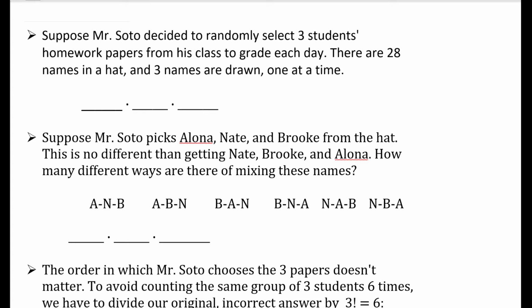So suppose that Mr. Soto decided to randomly select 3 students' homework papers from his class to grade each day. There are 28 names in a hat, and 3 names are drawn one at a time. In this case, you would probably be tempted to say, okay, there are 28 names, and then 3 names are drawn. Based on the previous lesson, if I choose the first name, I have 28 choices for the first name. So in this case, this is going to be 28.